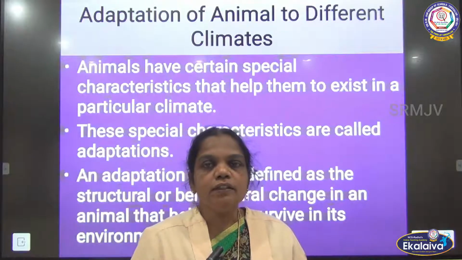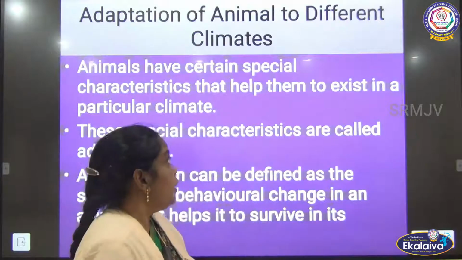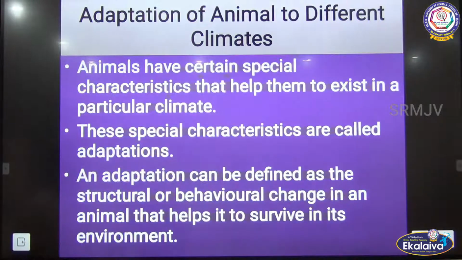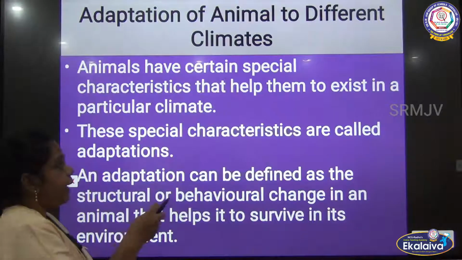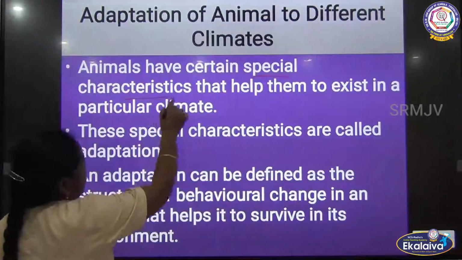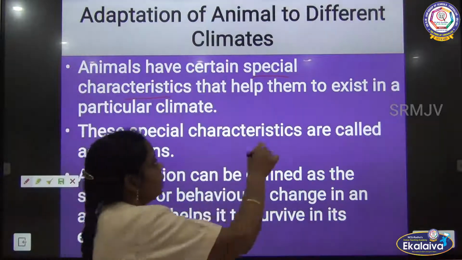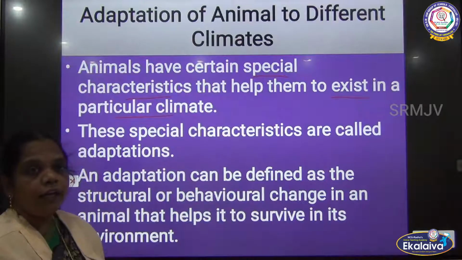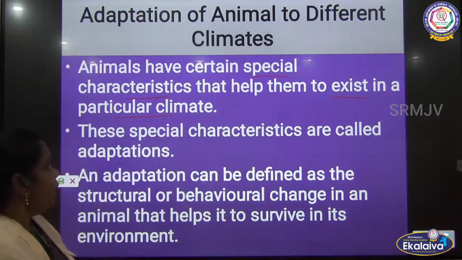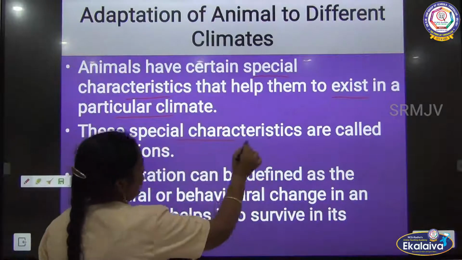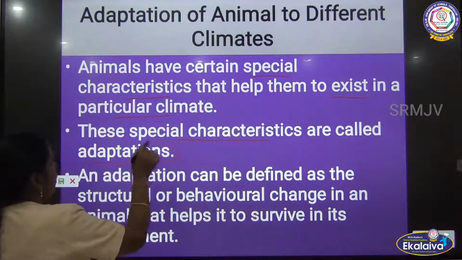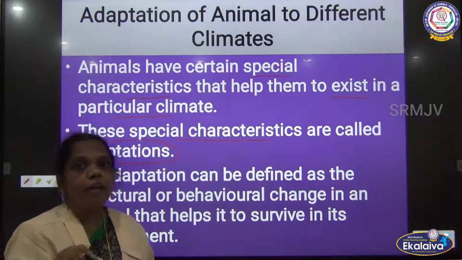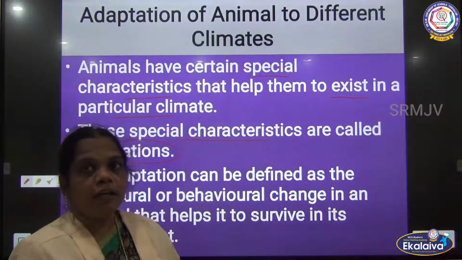Now you are going to learn in this lesson about adaptation, the adaptation of animals to different climates. So what is meant by adaptation? Animals have special characteristics that help them to exist in a particular climate. Every animal has its own ability to exist in its own climate, and these special characteristics are called adaptation.